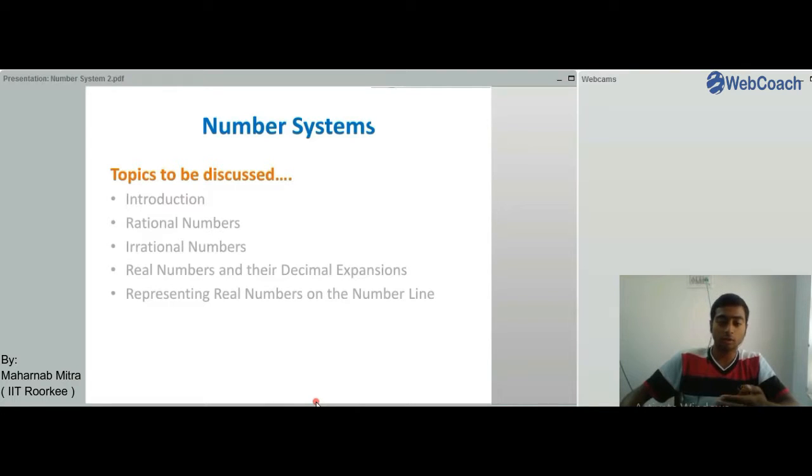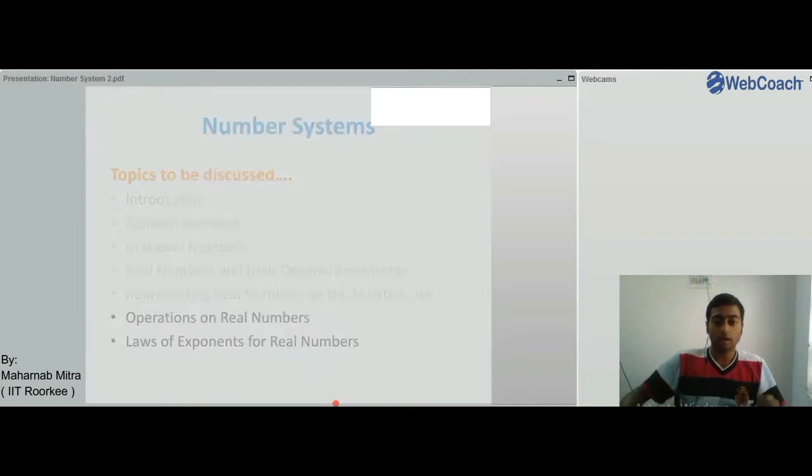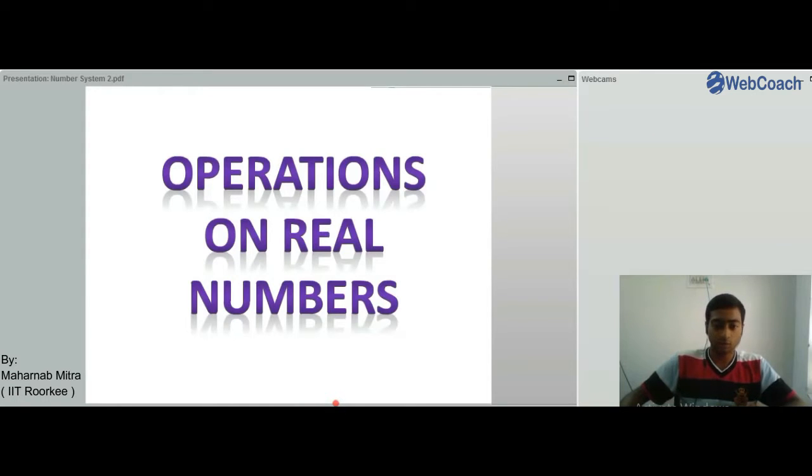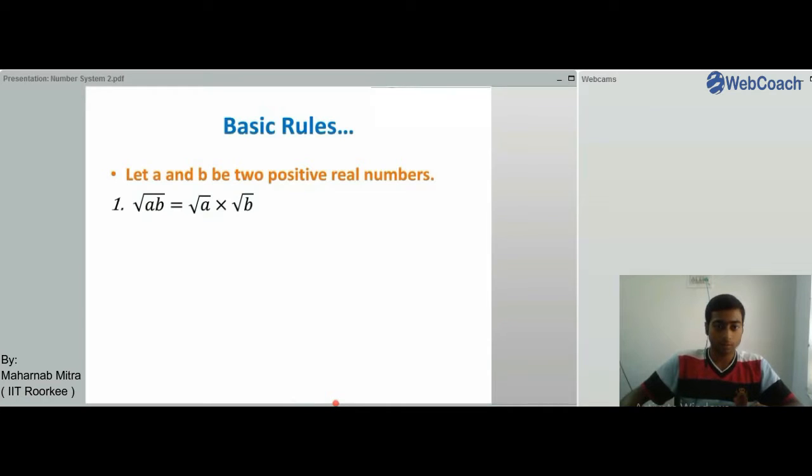In our last class, we had talked about introduction to number line, rational numbers, irrational numbers, real numbers and their decimal expansions, and representing real numbers on the number line. Now in this class, we'll learn about operations on real numbers, and finally laws of exponents for real numbers. And as we go on, we'll do certain examples to make our concepts clear. So let's start off with our topic, operations on real numbers.